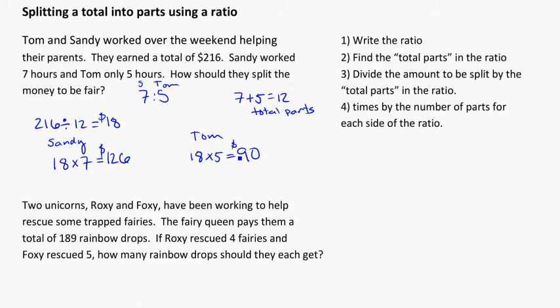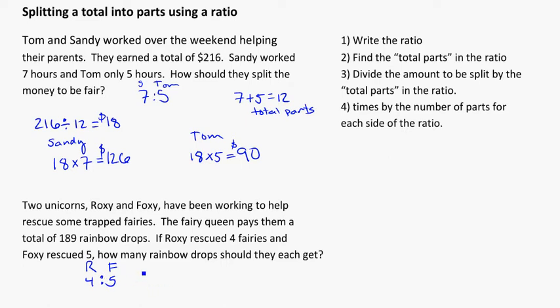So in another example, 2 unicorns, Roxy and Foxy, have been working to help rescue some trapped fairies. The Fairy Queen pays them a total of 189 rainbow drops. If Roxy rescued 4 fairies and Foxy rescued 5, how many rainbow drops should they each get? So let's write out our ratio. What do we see here? How many did Roxy save? Roxy saves 4, and Foxy saves 5, so we have a 4 to 5 ratio.